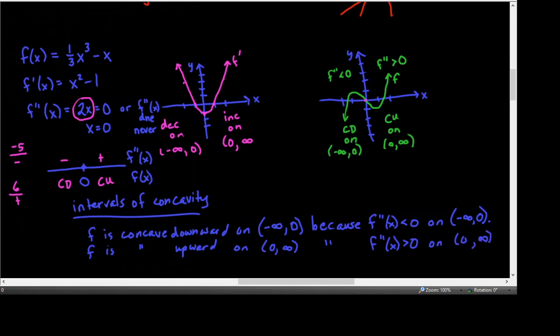Okay. So that's how you would do this. This is a second derivative number line analysis, and it's very much like what we did for the first derivative number line analysis.